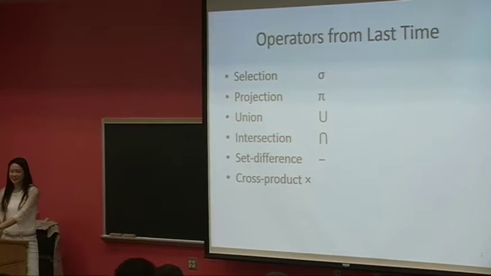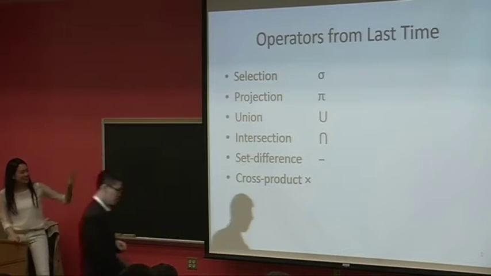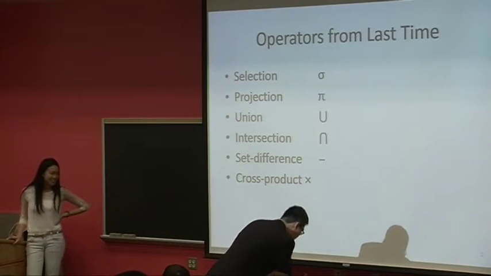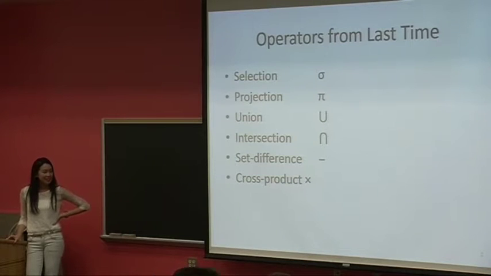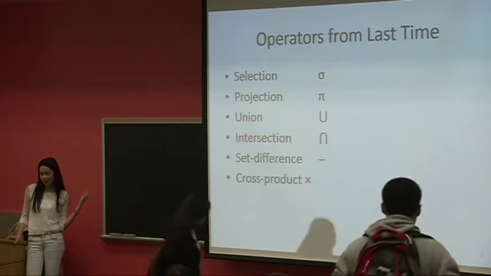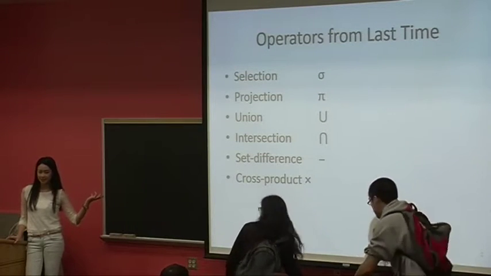I feel like everyone's sleeping. Come on, wake up. So if we take R, a set difference on S, the result tuples are the ones in R but not in S. Remember?